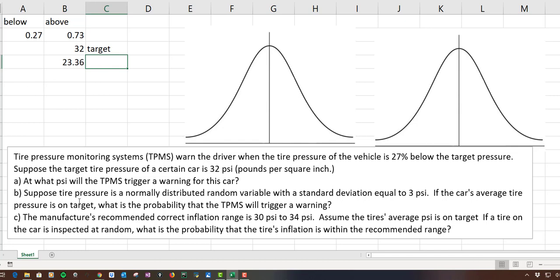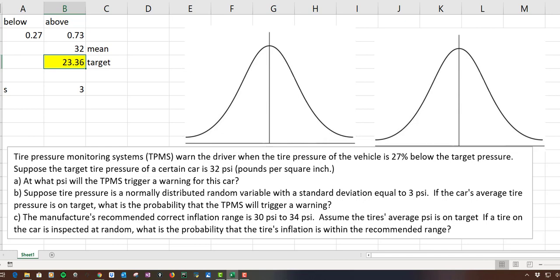All right, part B says suppose the tire pressure is normally distributed with a random variable and a standard deviation equal to 3. So now I have a standard deviation equal to 3. If the car's average tire pressure is on target, well, in this case now, let's get our target here. This was the mean that was given. This is what we computed for our target. What is the probability that it will trigger a warning?